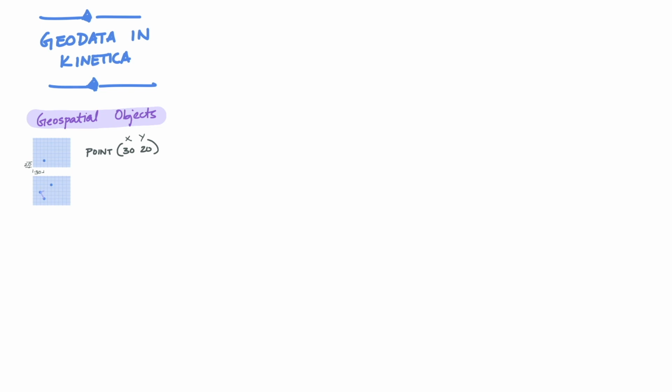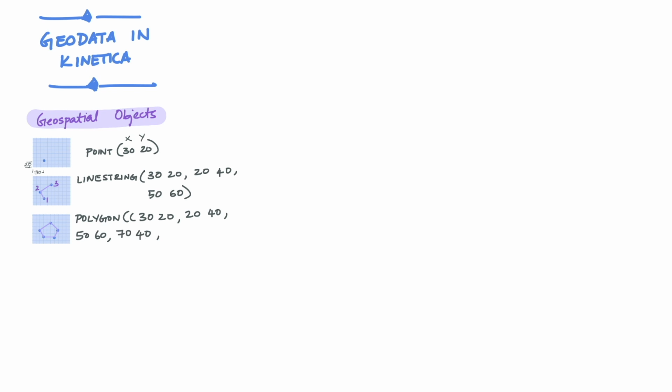If we add a few more points to this and connect them with a line, we get a line string object. Finally, a polygon is a closed form of a line string where the last and first points are connected to each other. It can be represented as follows.